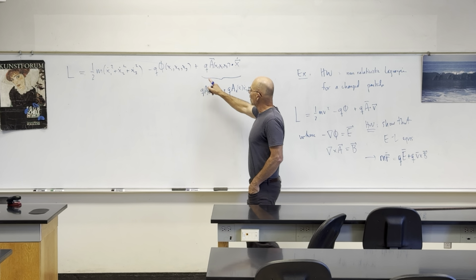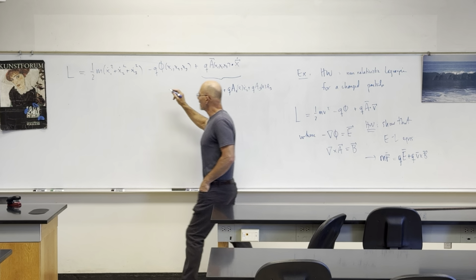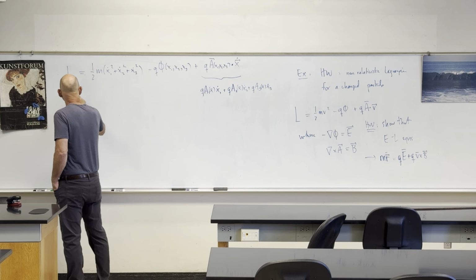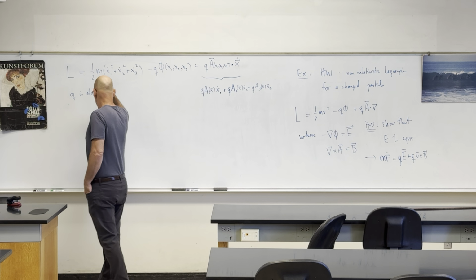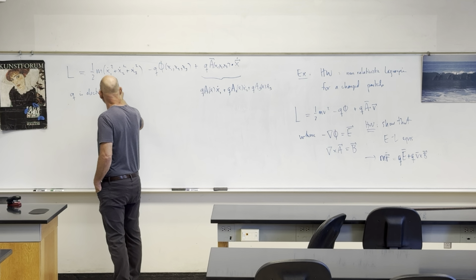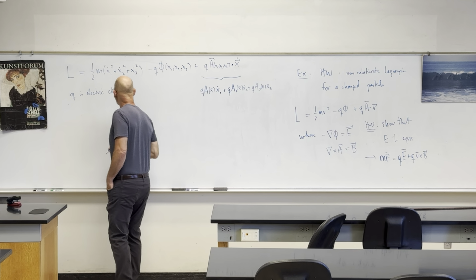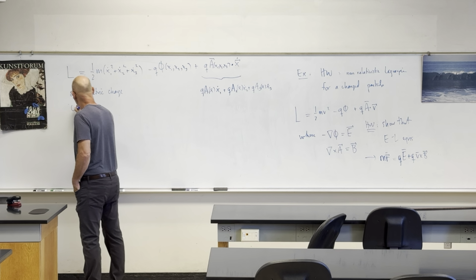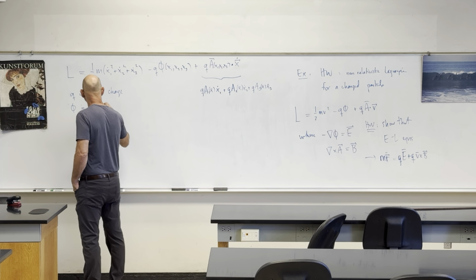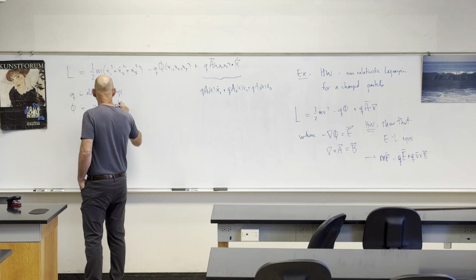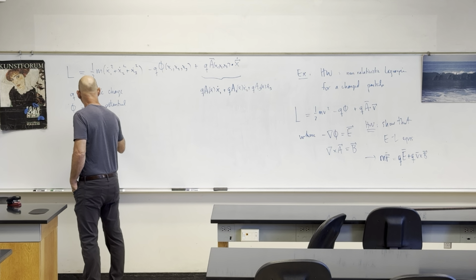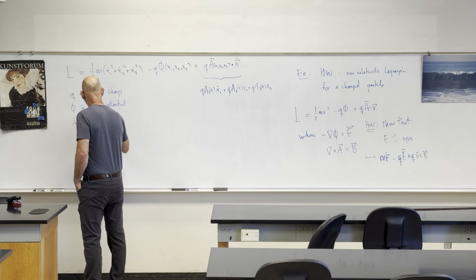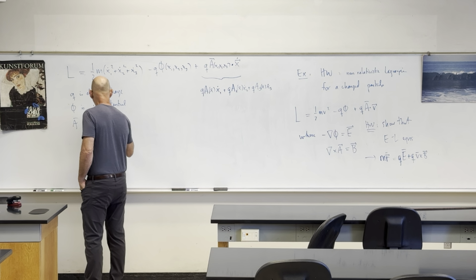Q wants to be a vector? No, q is the charge. Q is the electric charge. Can't confuse it with the generalized coordinates. Yeah, that's right. Q is the electric charge, phi is the electric potential, and A is the vector potential.